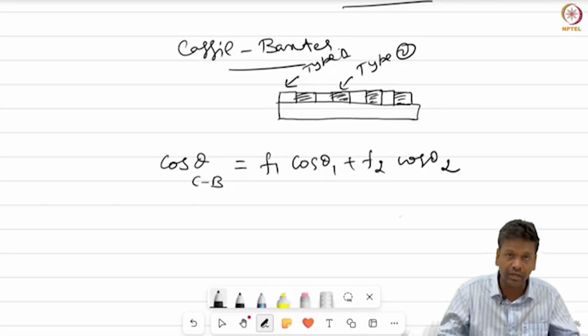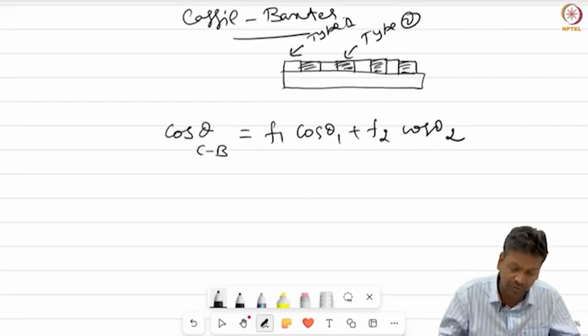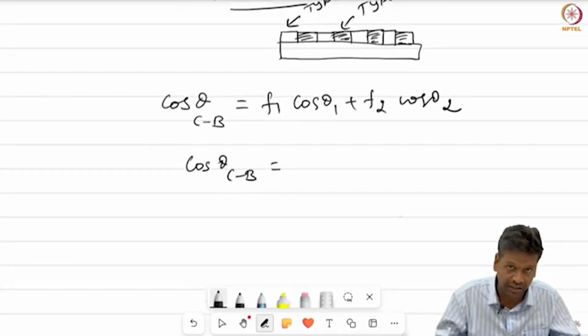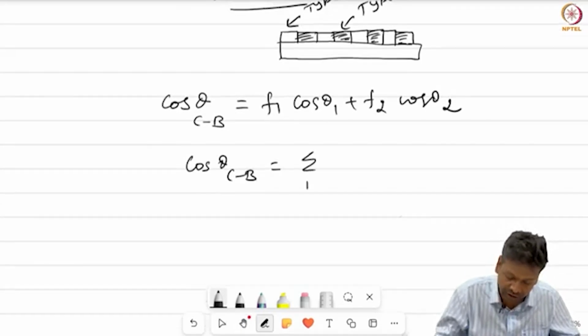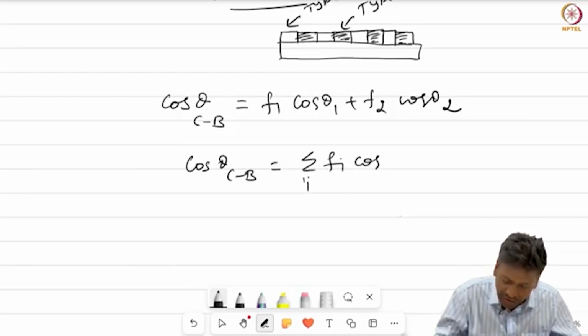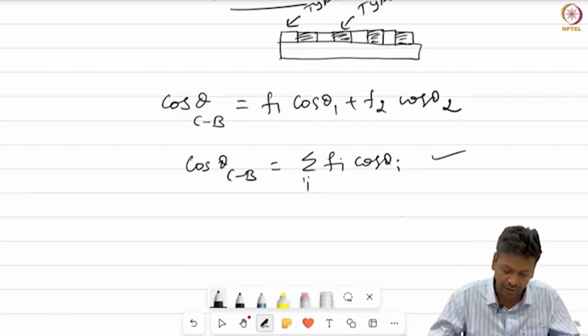Okay, right? And sometimes you might deal with a surface with numerous chemical heterogeneities. In such case, you can simply represent the Cassie-Baxter model in this way, which is simply summation over i of Fi cos theta i, right? Because when you have numerous types of surfaces, you can simply represent the Cassie-Baxter model in this fashion, right?